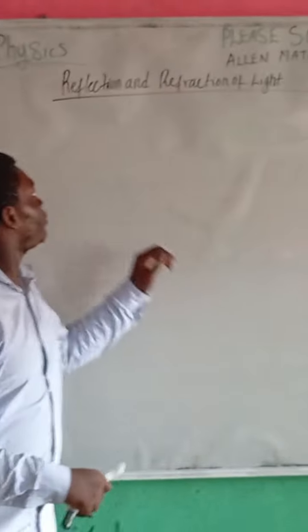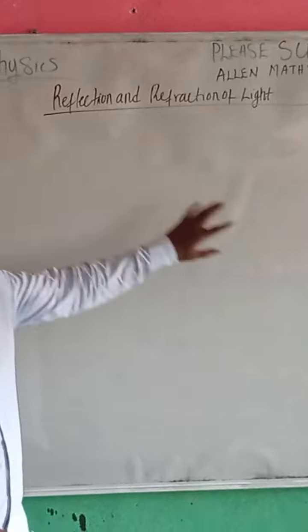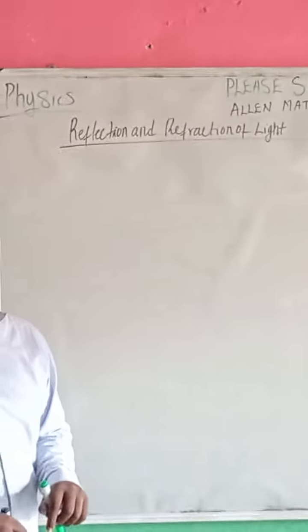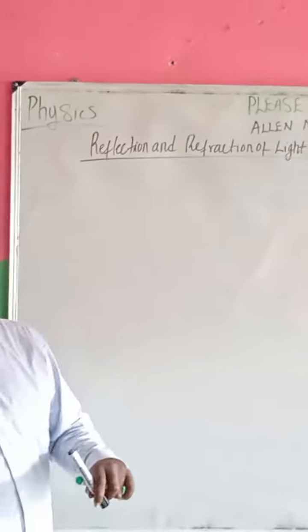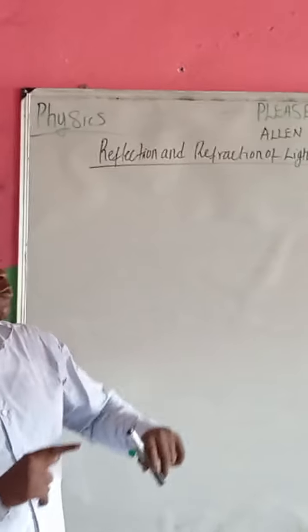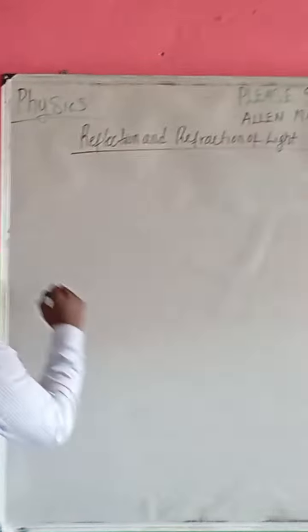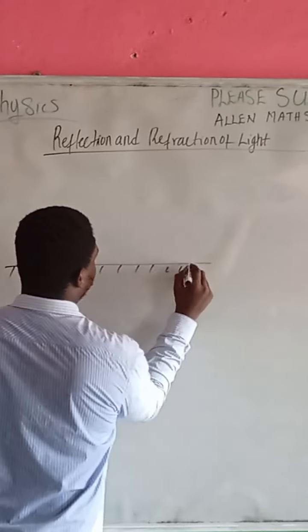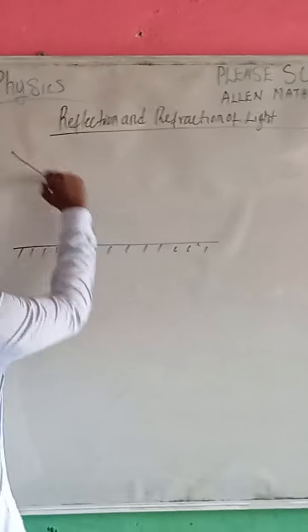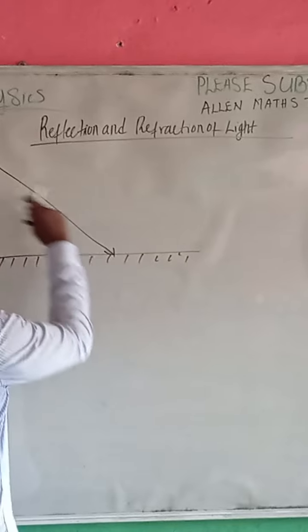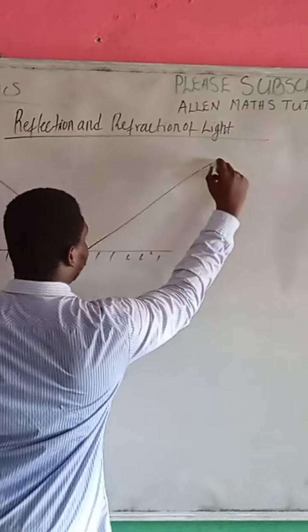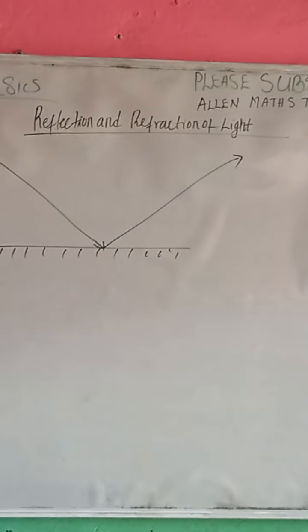So I'm going to reflection and refraction of light. Reflection is a characteristic of wave. Reflection can be defined as when light hits a barrier and moves in the opposite direction. This is what I mean. This is a mirror. Let's take a mirror for instance. Light hits here. This is called the incident ray. And now this light bends in the opposite direction. This is what reflection talks about.